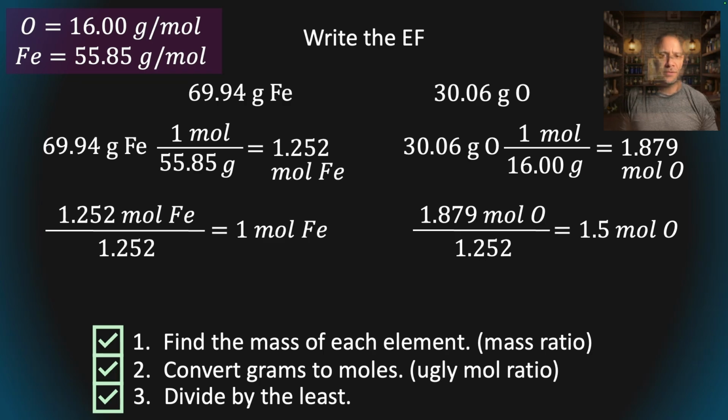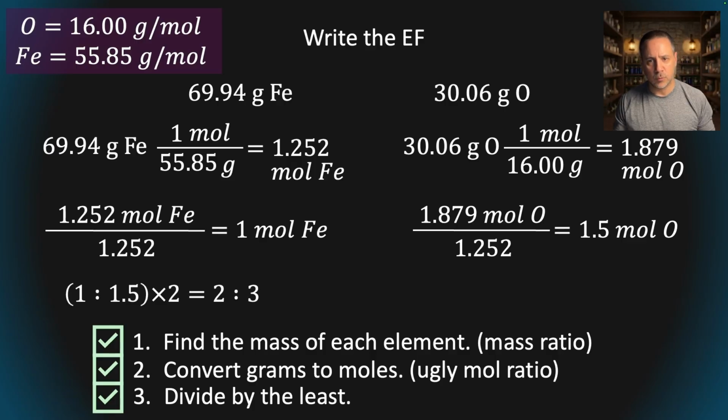The problem with dividing by the least is it assumes that the smallest number in the formula will be a 1. That's not always the case. When your cleaned up mole ratio has a number that's something 0.5, just multiply everything by 2. This will maintain the ratio while converting everything to whole numbers. A 1 to 1.5 ratio is equal to a 2 to 3 ratio.